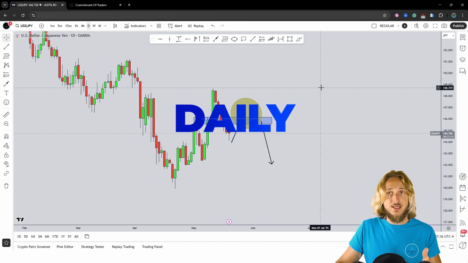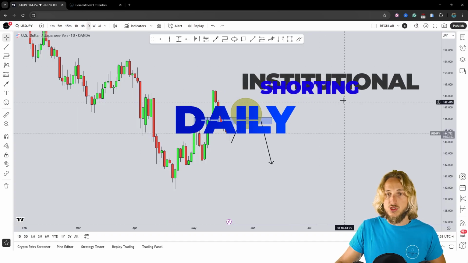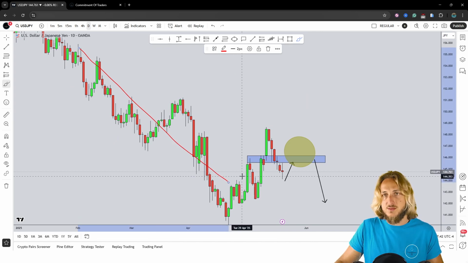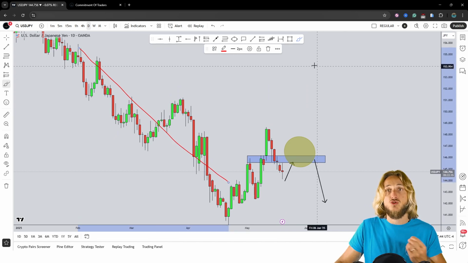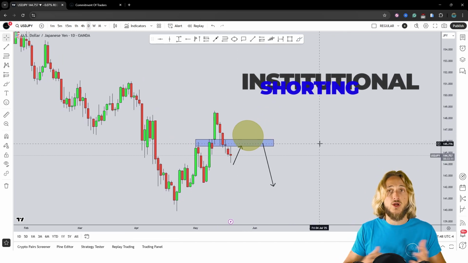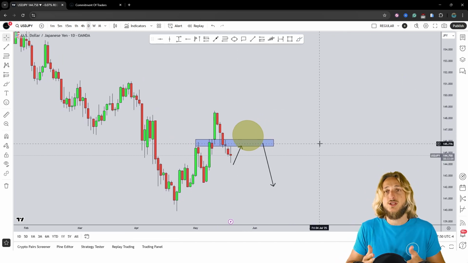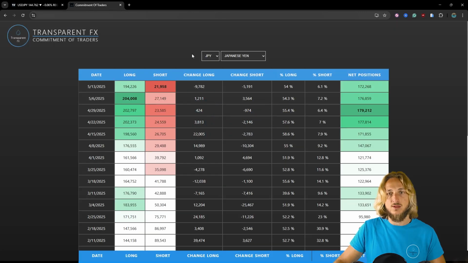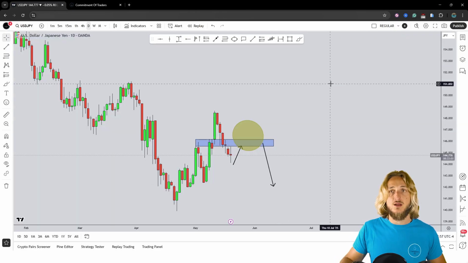So let's keep in mind that institutions are already shorting USDJPY, and we can also see that at this point this downtrend is quite expected because, as we have seen, institutions are shorting this pair. So on the retest of this level, what would I expect? Well, as usual, trading is reactive and not predictive. The monthly, weekly, and daily timeframes combined with the COT data, those are the best timeframes when it comes to the directional aspect of the market.